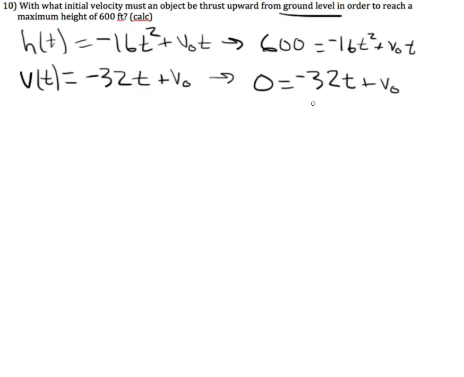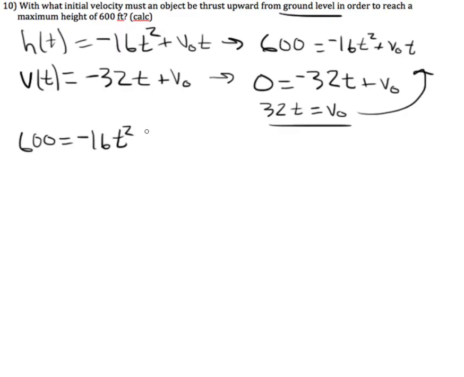So let's go ahead and solve it. I'm going to rearrange this bottom equation as 32t equals v naught. Now I'm going to take this and substitute it in up here. So I'm going to get 600 equals negative 16 t squared plus 32 t times t, which is t squared. So negative 16 t squared plus 32 t squared. I've got 600 equals 16 t squared. Divide both sides by 16.